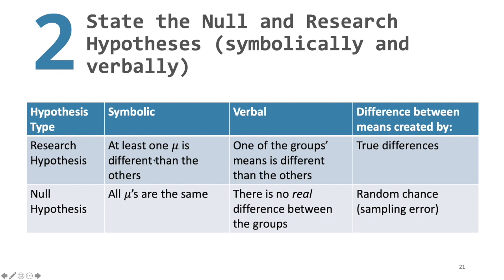For the research hypothesis, it says at least one mean is different than the others. It's not saying that they're all different from each other. It's just saying if we reject the null, we're saying at least one is different from the others. Maybe all of them are, but that's not necessarily what our claim is. So verbally, one of the group's means is different than the others. The difference would be created by something that's real. There really is a difference between the groups.